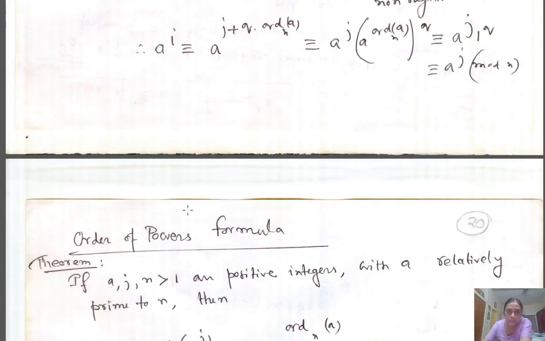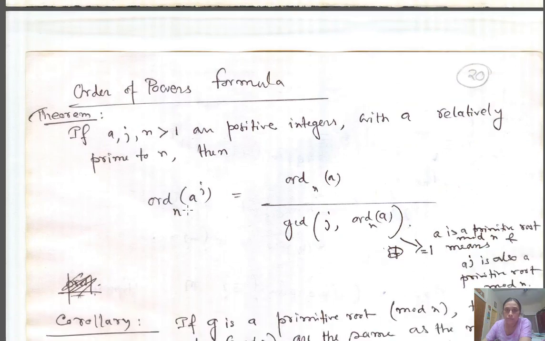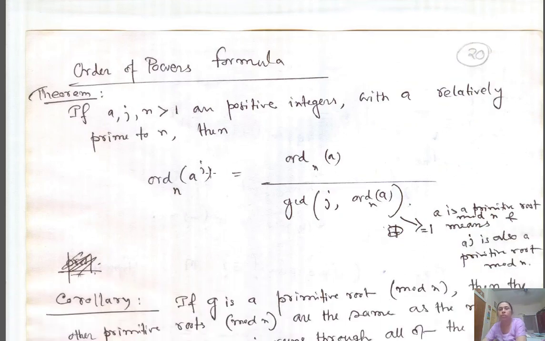Now the next is the order of power formula. It says that if A, J and N are positive integers greater than 1, and A is relatively prime to N, then the order of A to the power J will be equal to the order of A divided by GCD of J comma order of A. This gives you the order of power formula.